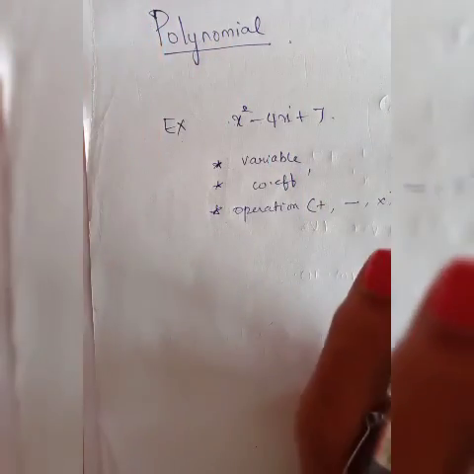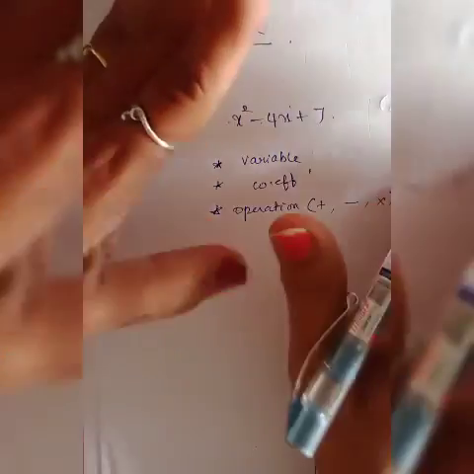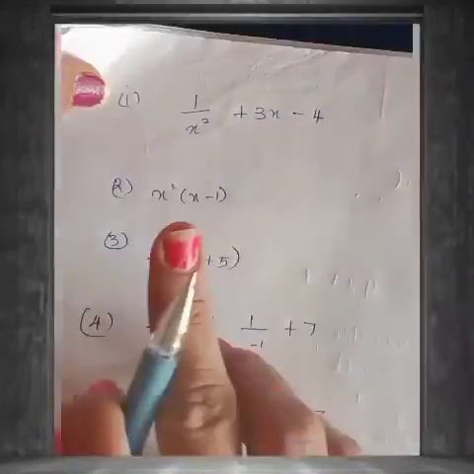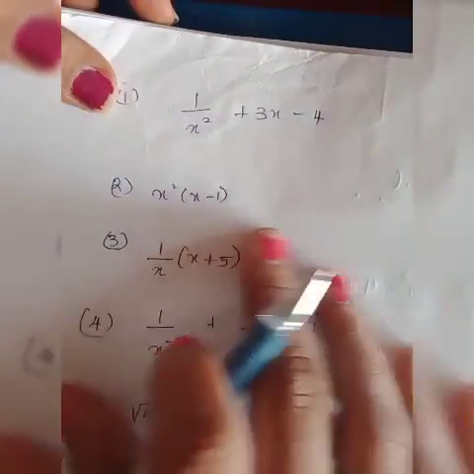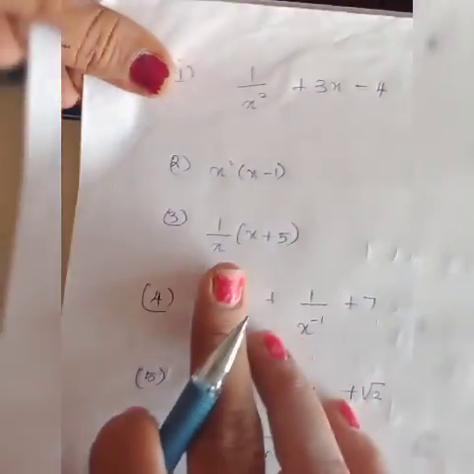Here the power is 2. So this is the definition of polynomial. We will see some examples of polynomial. Now we verify whether the given expressions are polynomials or not.